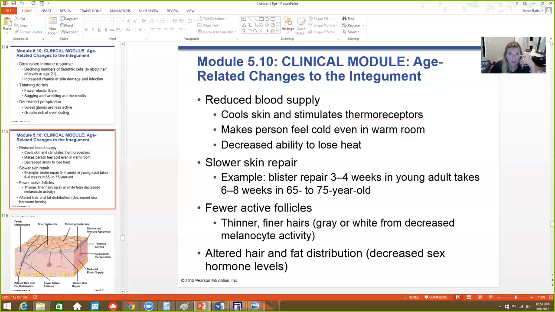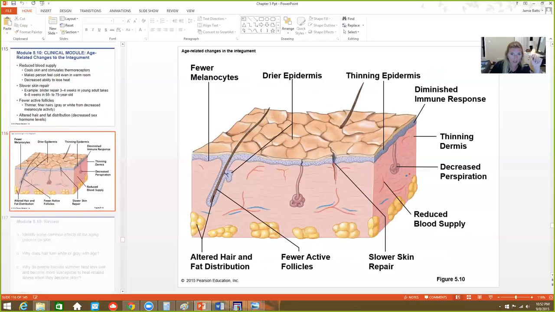Fewer active hair follicles means your hair is finer, going to fall out much faster, and could be gray or white as well from the decreased melanocyte activity. Hair and fat distribution changes over time. Maybe you don't have as much hair on your head, but you have more on your back or more on your feet. Again, that's all from hormones and genetics. Same thing with fat distribution. Maybe you never had fat on your hips and now you do. It's just because of age.